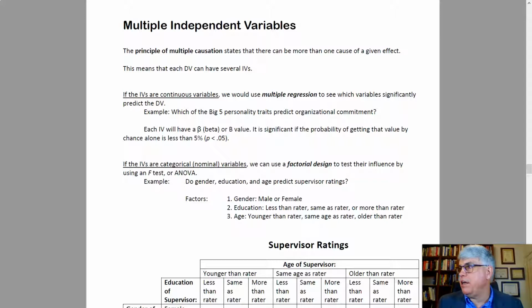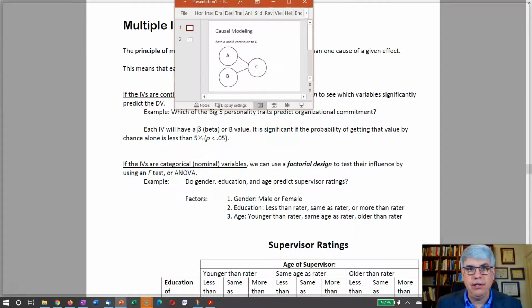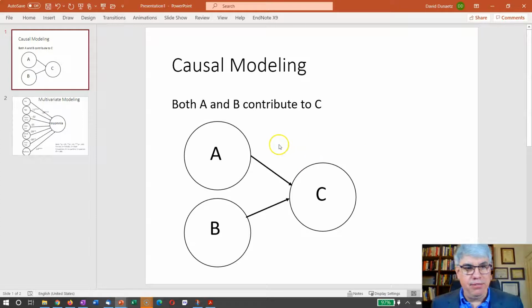I'm going to bring a PowerPoint over here. And this is from the stats class. What we have here is two independent variables, A and B, that are both influencing our one dependent variable, C. And what we do in this model is we collect data on A, B, and C for whatever we're studying. So if we're studying people, we collect data about A, B, and C on them, and we test to see if both A and B contribute to C.